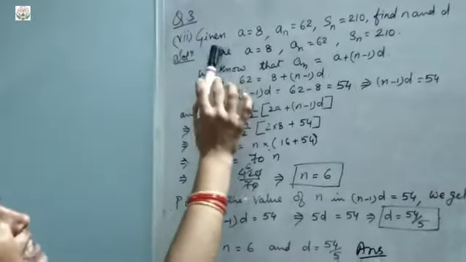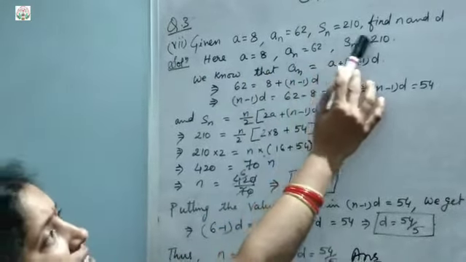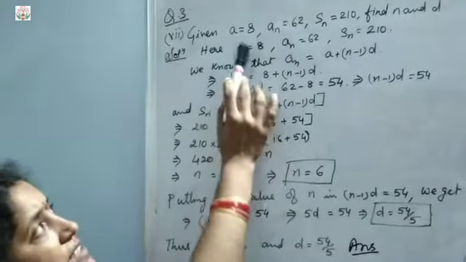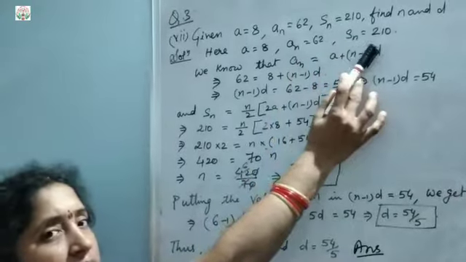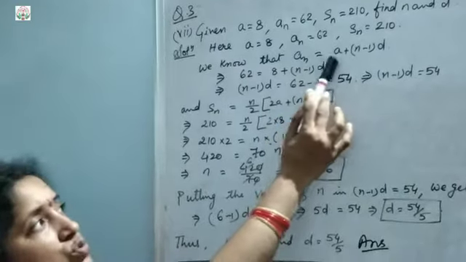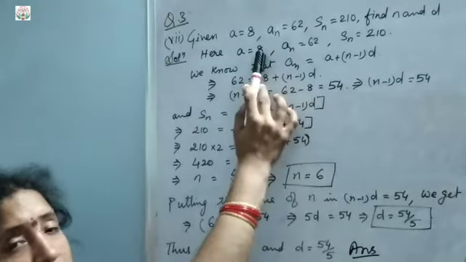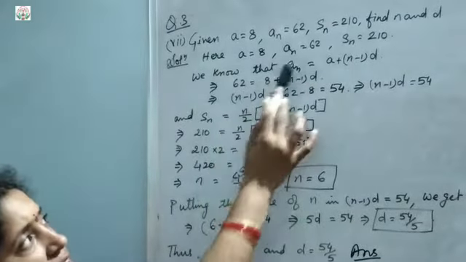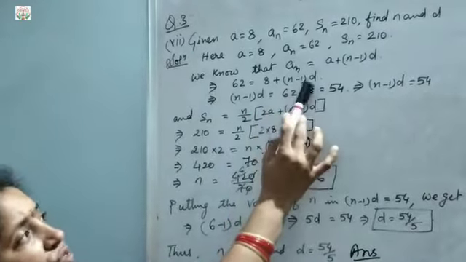The 7th one is given: a equals 8, an equals 62 and Sn equals 210. Find n and d. Okay, so the solution will be what? Here a is given as 8, an is given as 62 and Sn is given as 210. So now we know that an means the nth term, and the formula for it is a plus n minus 1 into d. Now here the a value is given, so we will put the values: an is given as 62 equals 8, that is the a value, plus n minus 1 into d.